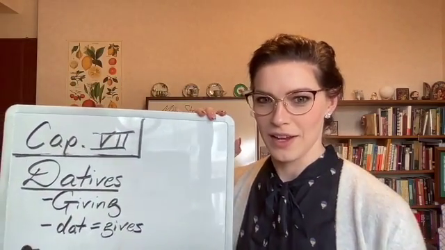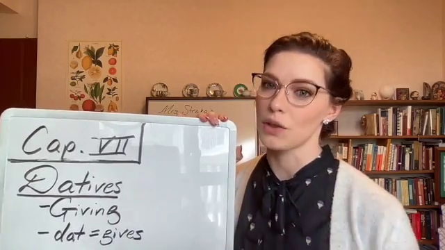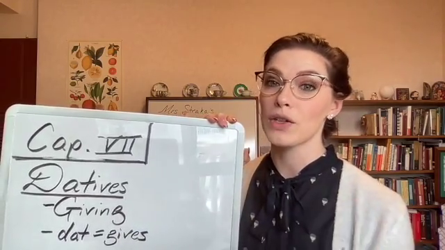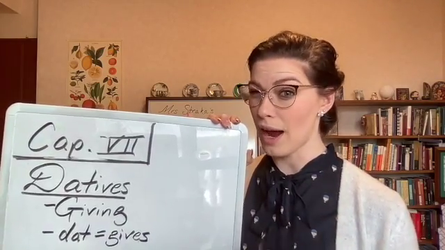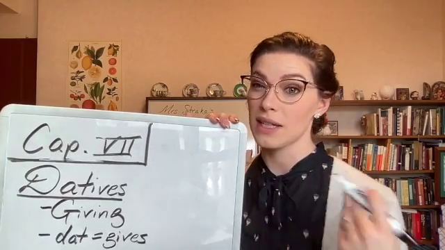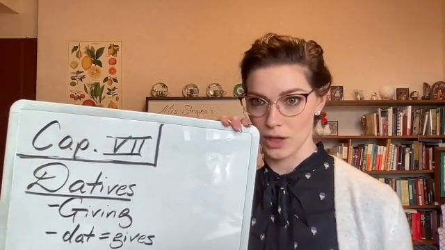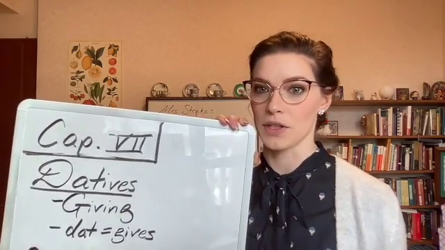There we go. Okay, so datives have to do with giving. If something is being given, you're going to use the dative case on the person who's receiving the item. Not the item itself, but the person receiving. This is what in English is called the indirect object. In this case, it's the person who's receiving it.